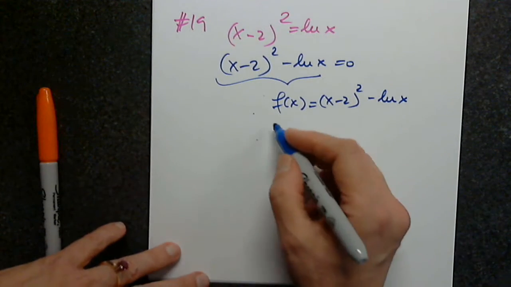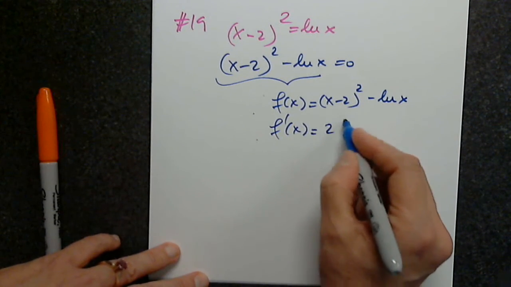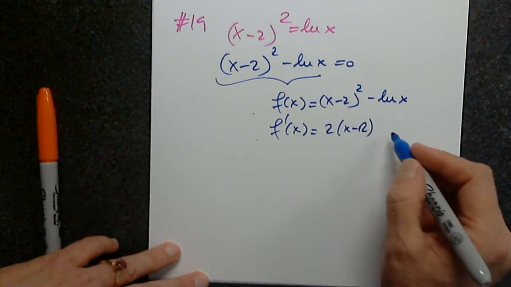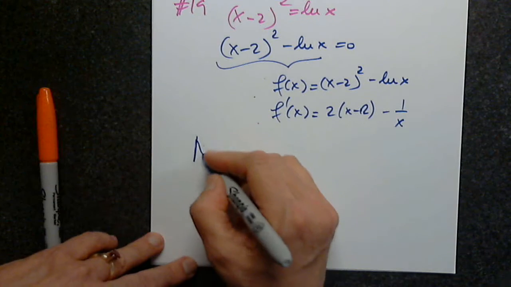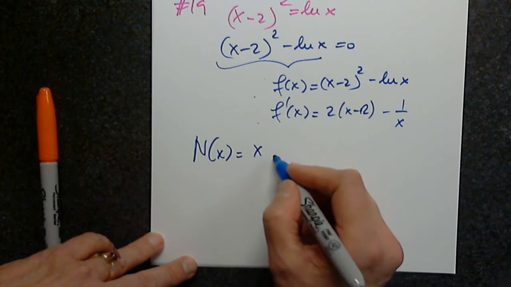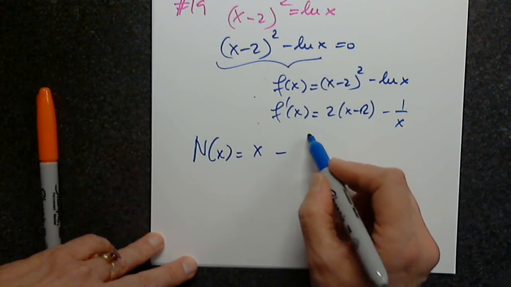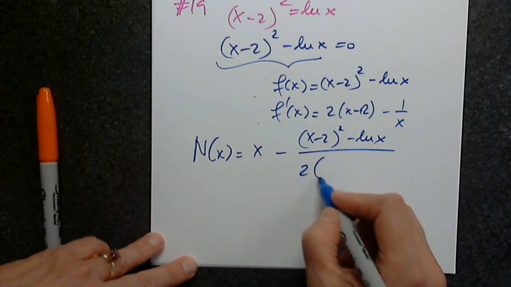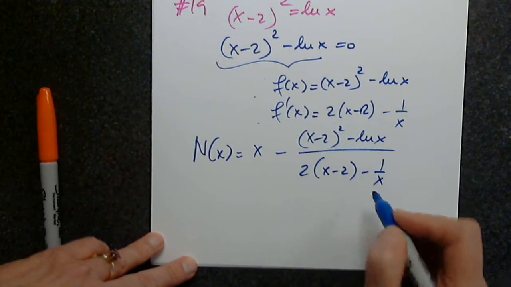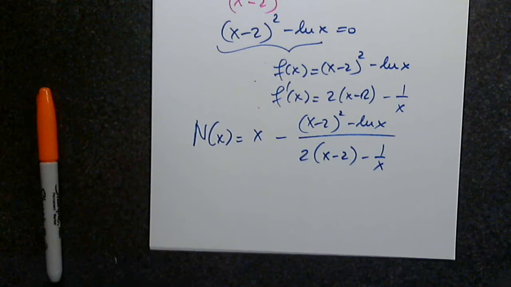And you should right here also determine f prime: 2x minus 2 minus 1 over x. And you should determine or create Newton's method, Newton's function, which is x minus (x minus 2 squared minus natural log x) over (2 times (x minus 2) minus 1 over x). And this is what we have to put in.